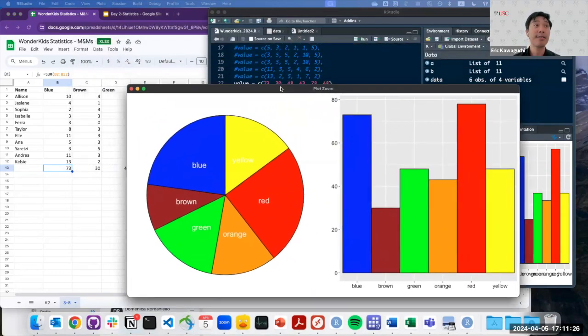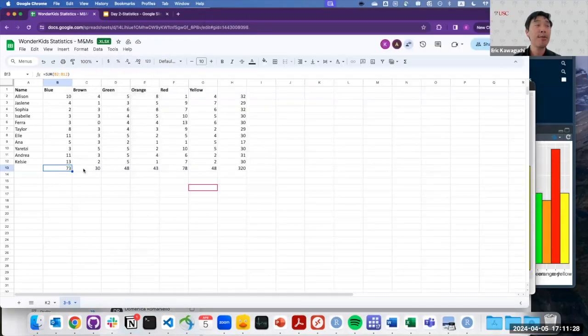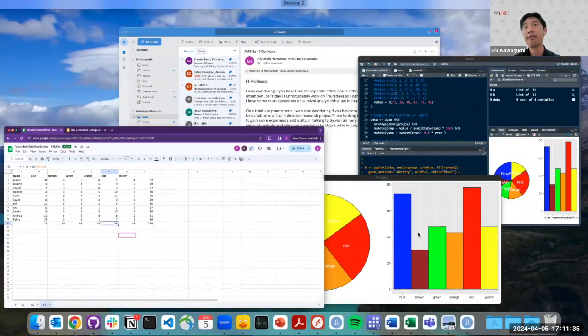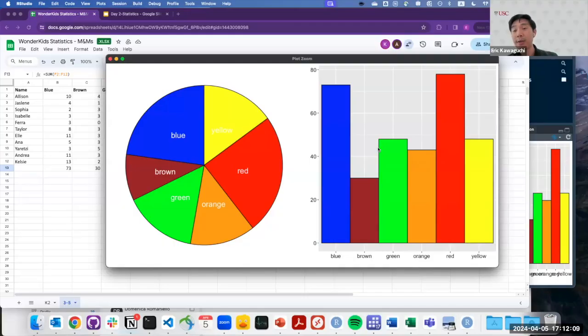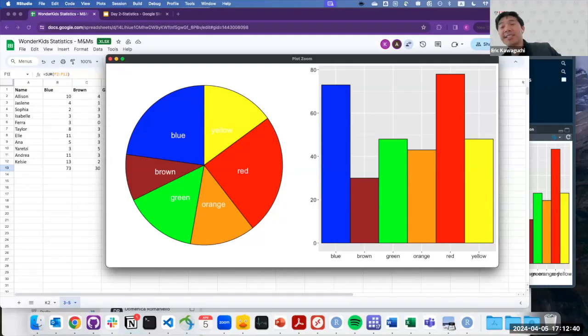So we have all the colors: the 73 blue, the 30 brown, the 48 green, the 43 orange, the 78 red, and the 48 yellow, all on this figure. So I could see the red one is higher. So you can see that red has the most. The least is brown, so that means not that many people had that much brown. Yeah, those are really great observations. So you can see based off of this figure that red has the most and then brown has the least.